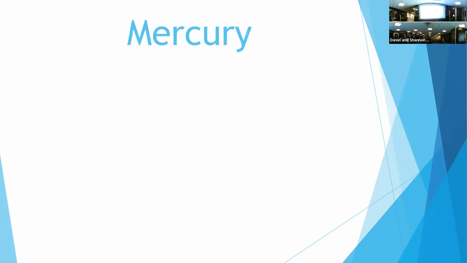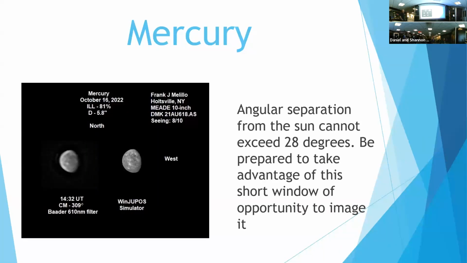So I have a couple more charts. Usually the angular separation from the sun cannot exceed 28 degrees. In other words, Mercury is within 28 degrees of the sun on both sides, morning and evening. Be prepared to take advantage of the short window of opportunity to image it, because it's closer to the sun than any other planet you observe. In the daylight, even though the telescope is in the shade, you have a small window, because time goes quickly when you're trying to image.